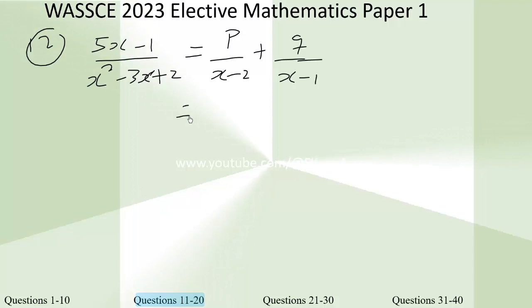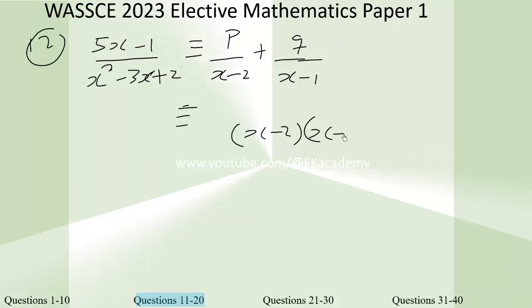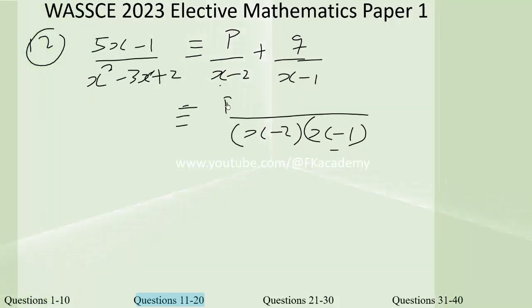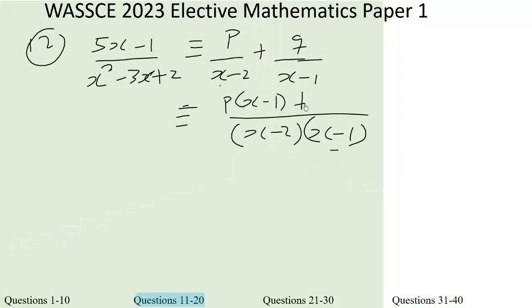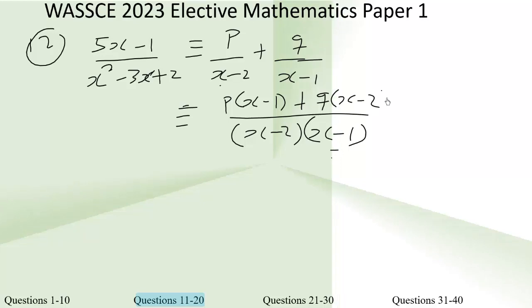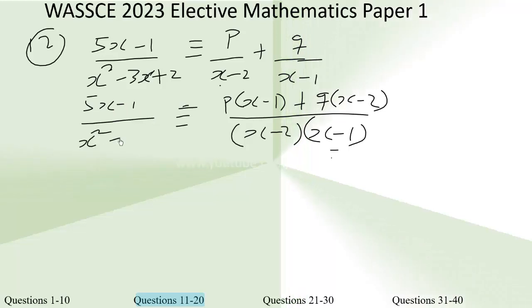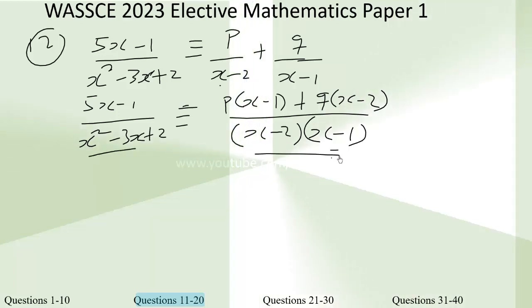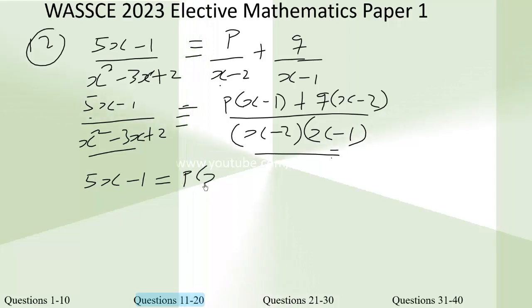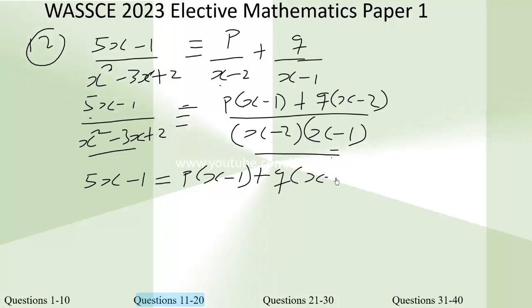So this is equivalent to, by collecting the LCM, we have x minus 2 into x minus 1. So x minus 2 goes into the LCM to give us x minus 1, so x minus 1 times p will give us p times x minus 1. Then x minus 1 goes into the LCM, we are left with x minus 2, so we multiply it by q to get that. So since this is equal to this, it means the numerators are also equal. So 5x minus 1 is equal to p into bracket x minus 1 plus q into bracket x minus 2.